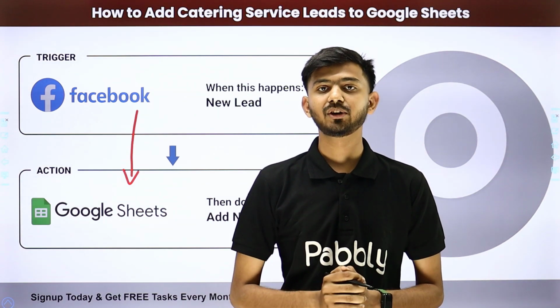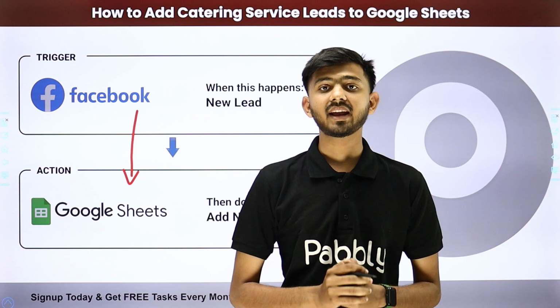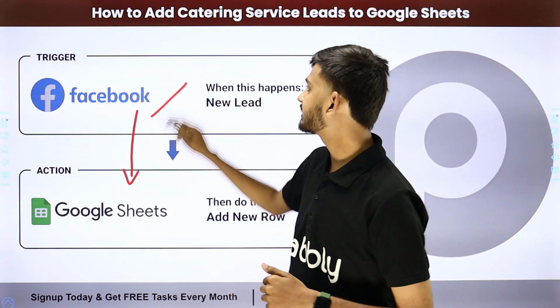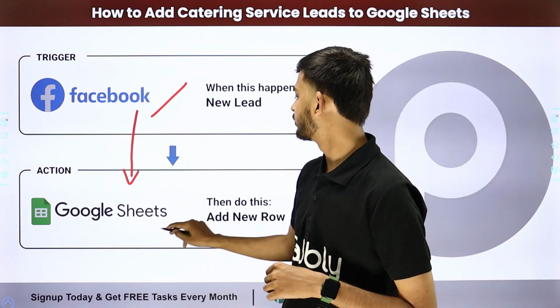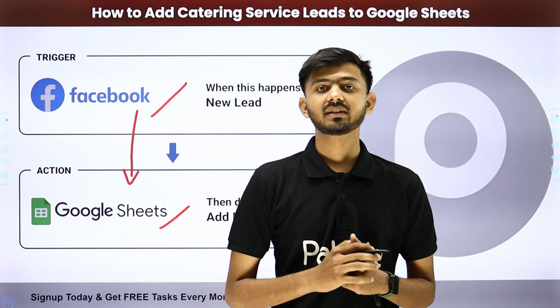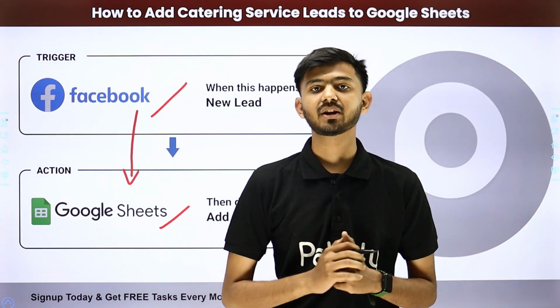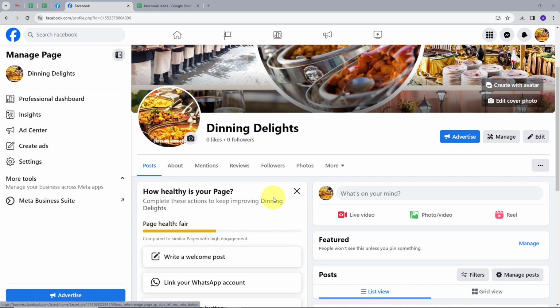In Pabbly Connect, I'm going to use trigger and action. In the trigger application, I'm going to use Facebook Lead Ads. In the action application, I'm going to use Google Sheets. So how am I going to create this integration? For that, let me take you to my computer screen. I hope you can all see my computer screen.